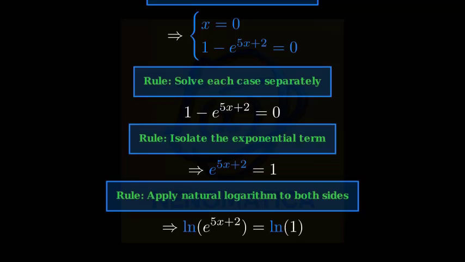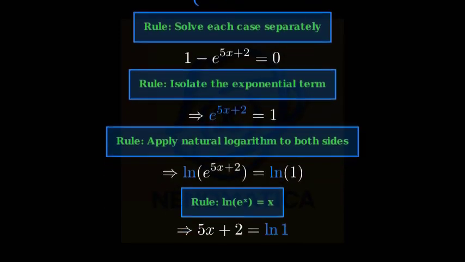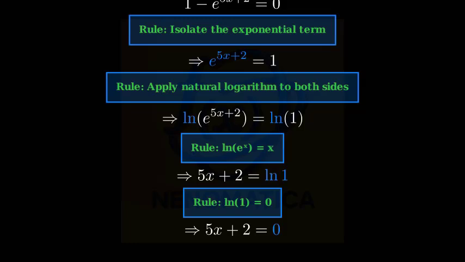1. Now, we can apply the logarithm property that states the logarithm of a power equals the exponent times the logarithm of the base. In our case, since we're using the natural logarithm with base e, we get 5x plus 2 equals the natural logarithm of 1. The natural logarithm of 1 equals 0. So our equation simplifies to 5x plus 2 equals 0.